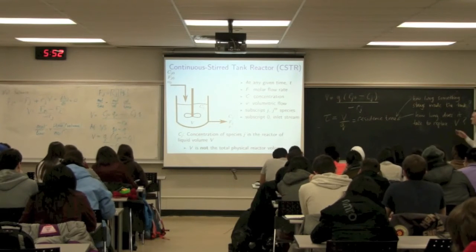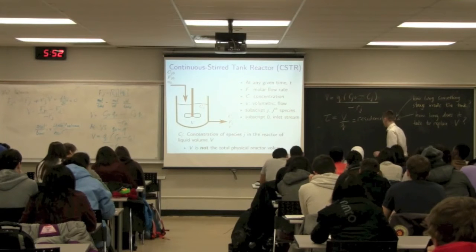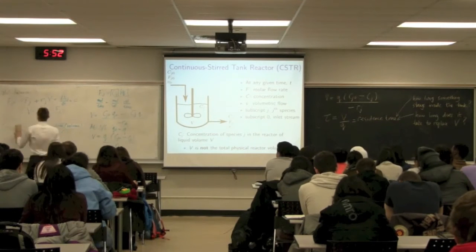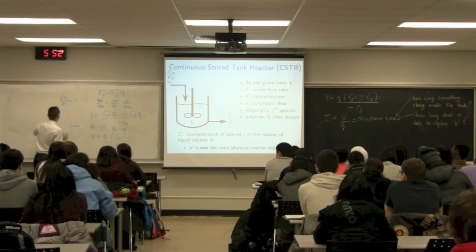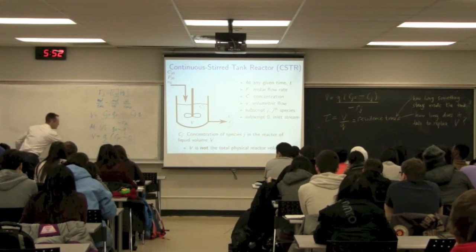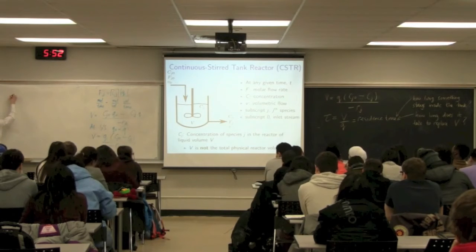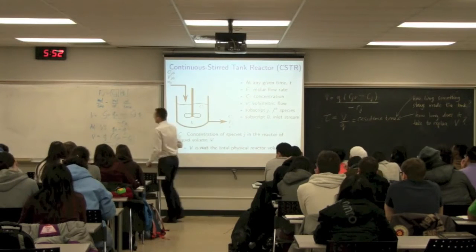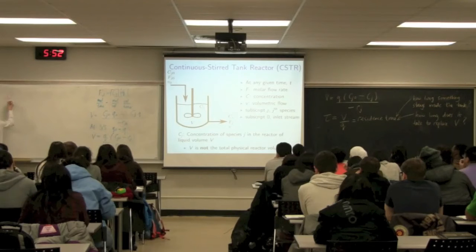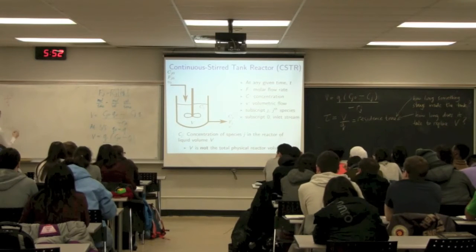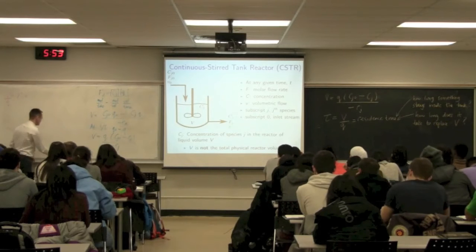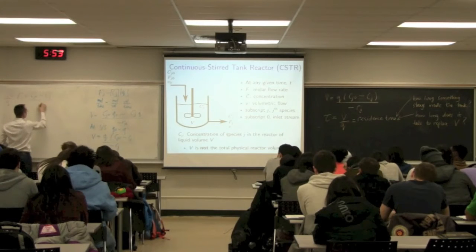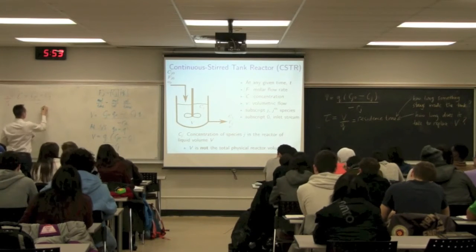Okay, so given that new definition of residence time, how long something spends in the reactor, how long does a molecule of A coming in spend in the reactor? Let me rewrite this mole balance in terms of residence time. Then you see why I've been looking at this. So V, the volume of my liquid in the tank, divided by Q is the residence time, tau, and that is equal to CJ0 minus CJ divided by the rate of consumption.